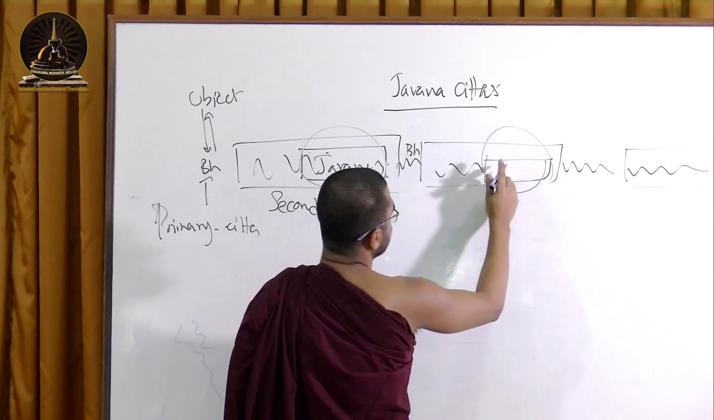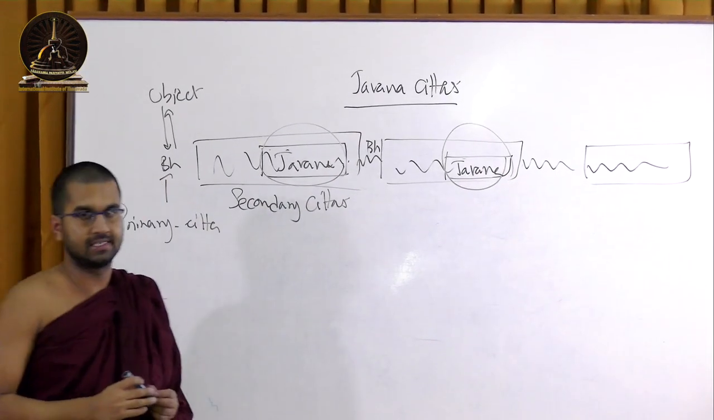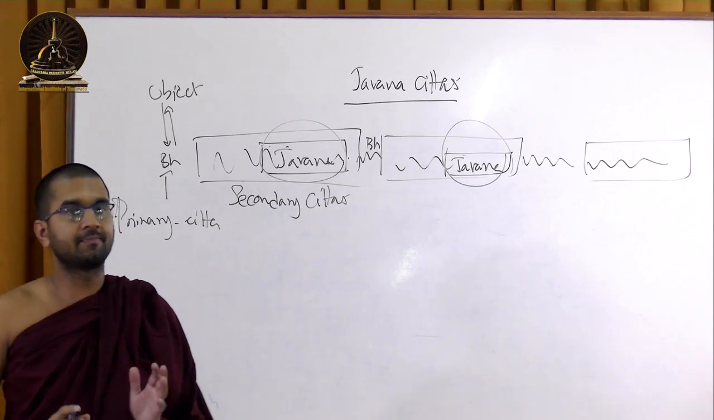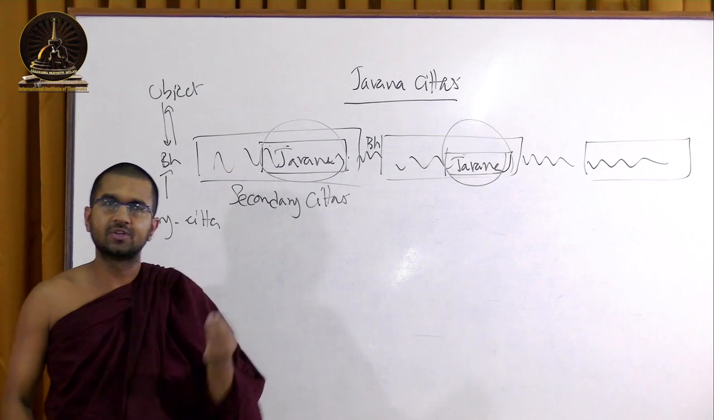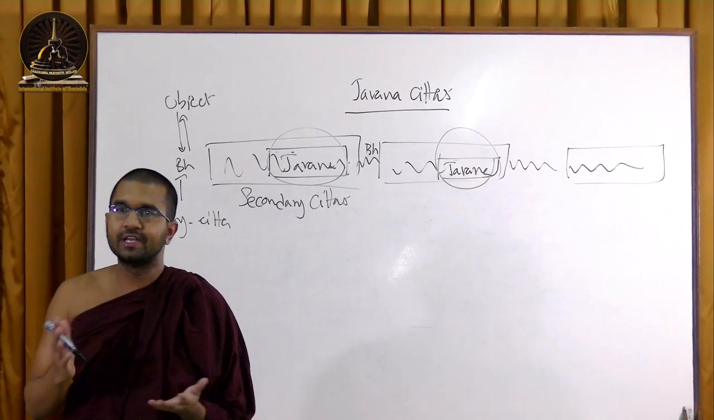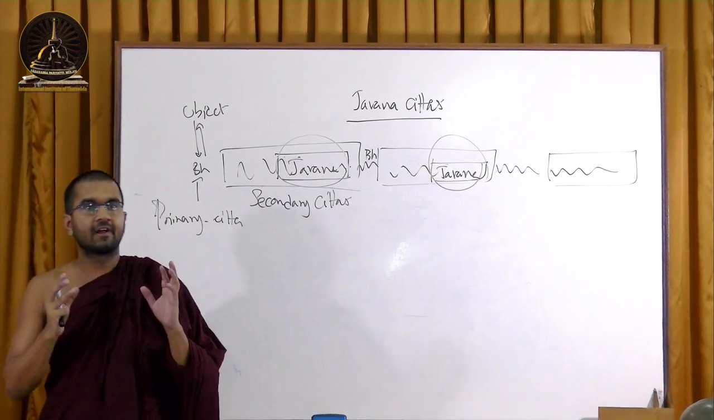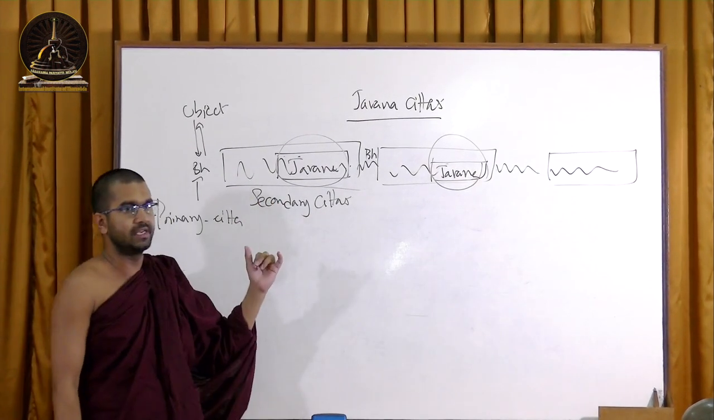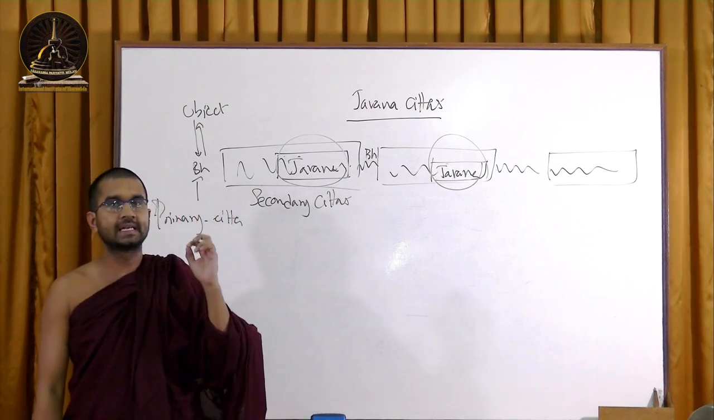In most of the processes, this javana arises. Javana may not arise in a process if the time is not enough or the object is not clear. Because of a few reasons, the javanas may not arise. But the purpose of these processes arising, meaning why these processes arise, is to know the object clearly.